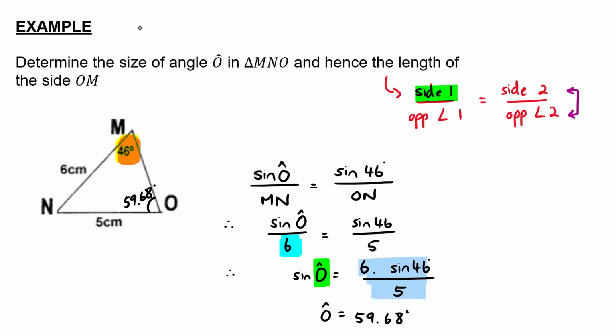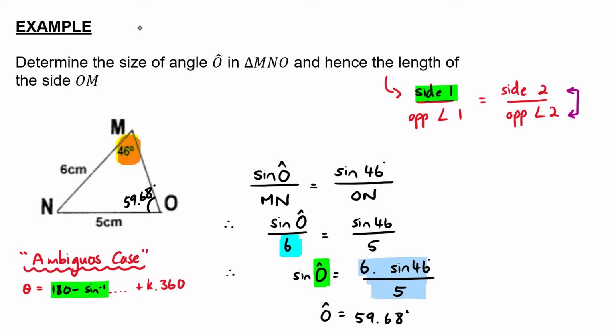solving for an angle, there is something called the ambiguous case. The ambiguous case. And that is because we know that when we're doing a sine general solution, one of the general solutions is that the angle is equal to 180 minus that inverse sine plus k times 360. And this 180 minus can show up in our triangle.